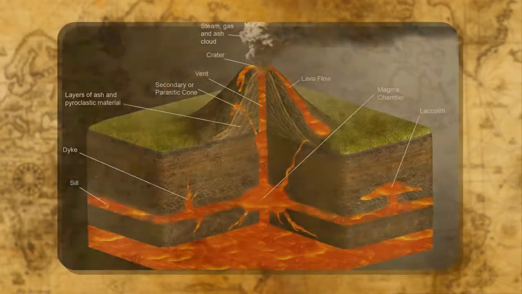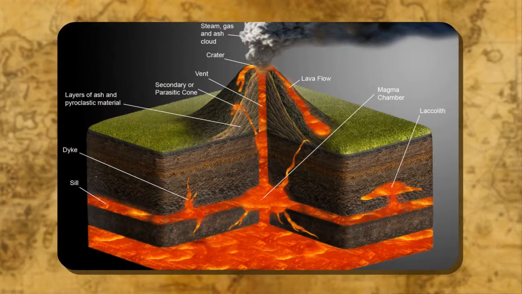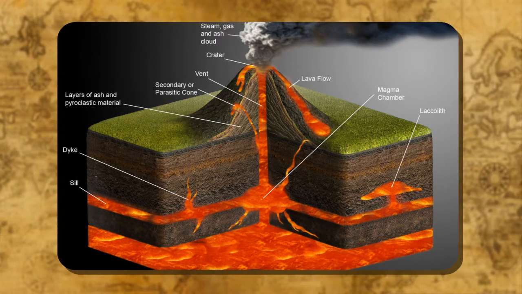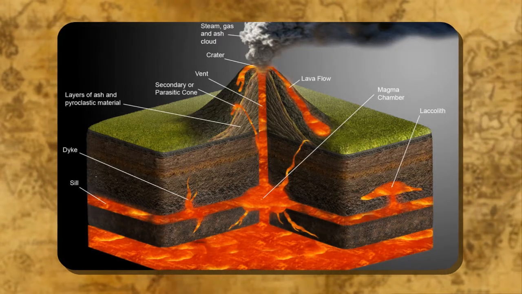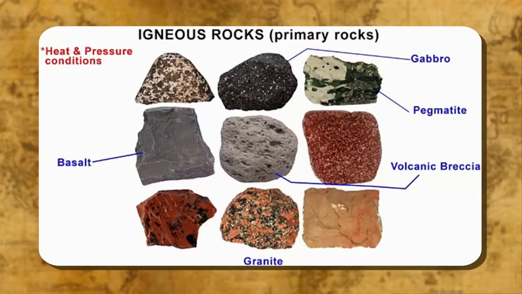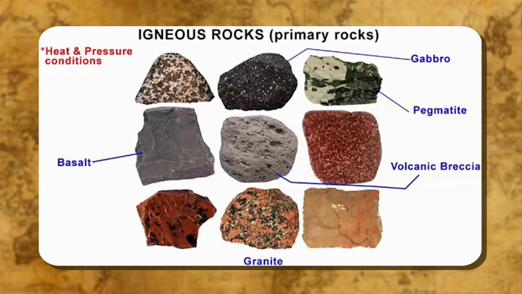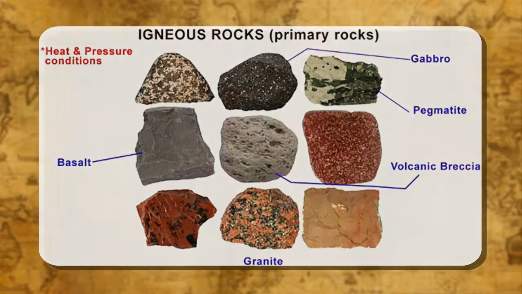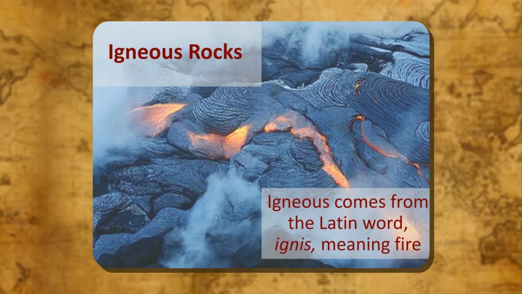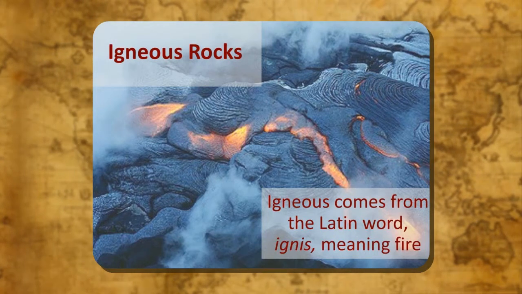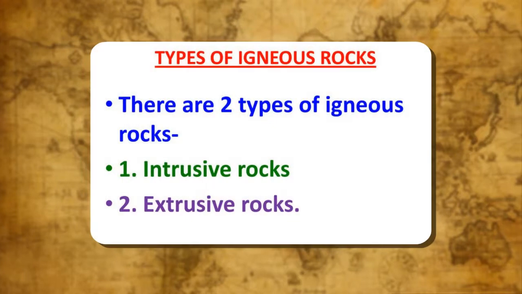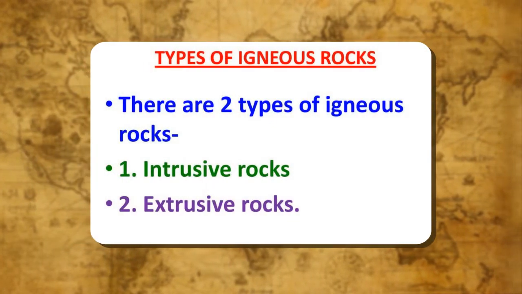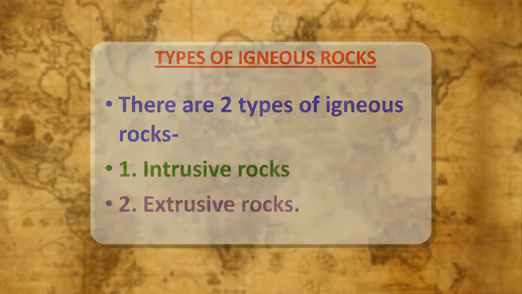Igneous Rocks. These are formed due to cooling, solidification and crystallization of magma below the Earth's surface and lava on the Earth's surface. Igneous rocks are also called primary rocks because these originated first during the formation of the upper crust of the Earth. The word igneous is derived from the Latin word ignis, which means fire. Igneous rocks are further classified into two types, that is, intrusive rocks and extrusive rocks.